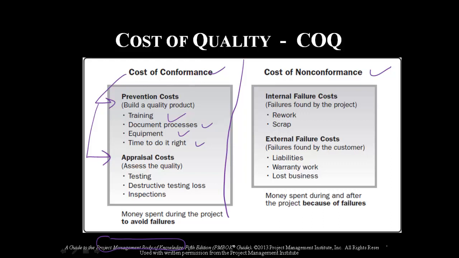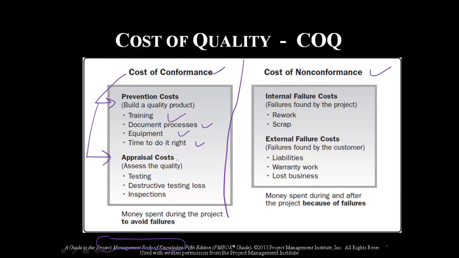So first is prevention cost. What are the costs we would spend on prevention in order to make sure that a product of high standard, high quality is achieved? We would provide training to our team. We would document the processes. The equipment should be right, and time to do it right. So there should be a right time to do the stuff.